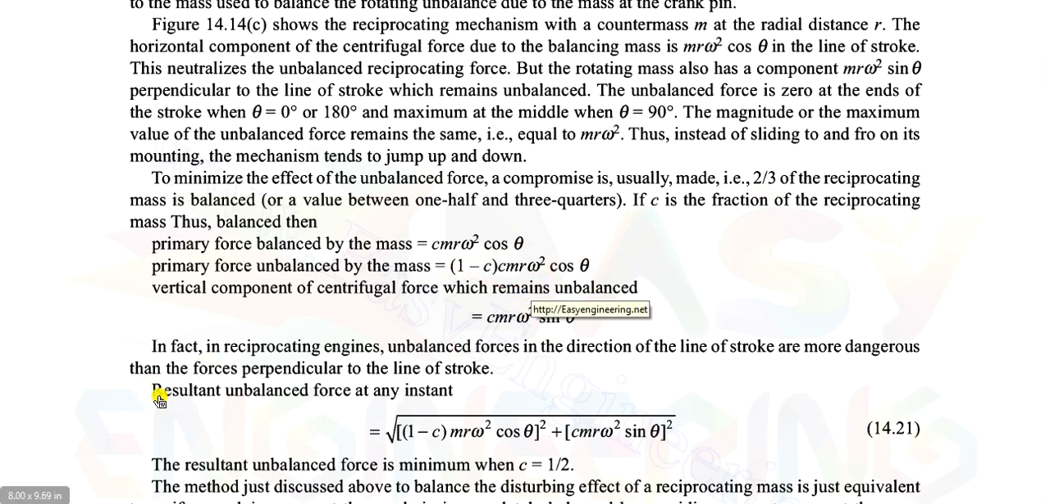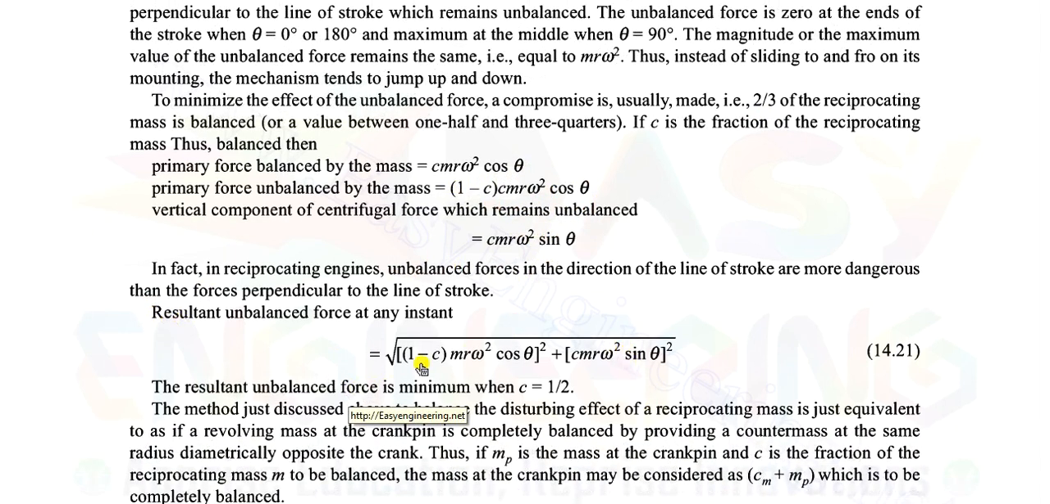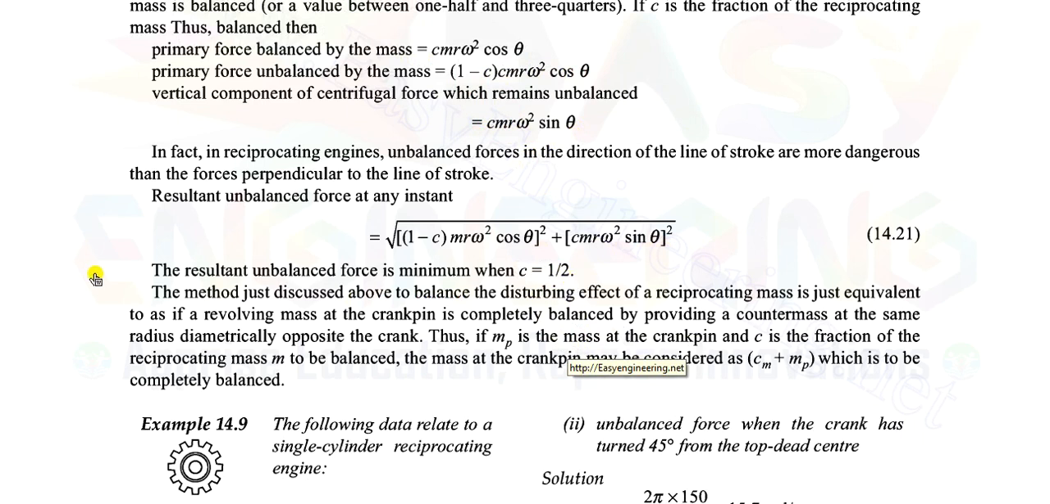If you take the resultant of this, it will come like this. This is the unbalance in the horizontal direction, and this is in the vertical direction, so you can take the resultant. The resultant unbalanced force is minimum when C is equal to 1/2.